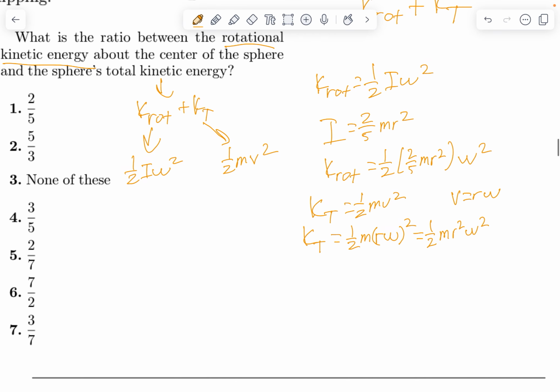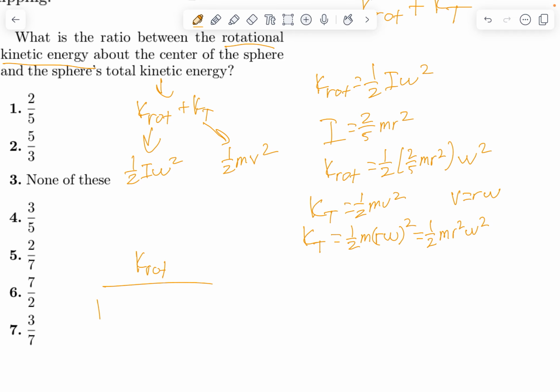So we want K rotational on top, and we know K rotational is 1/2 times 2/5, which is just 1/5. So I'll just rewrite it, K rotational over K rotational plus K translational. So we'll do 1/5 m r squared omega squared. And then on the bottom, right, it's K rotational again. So 1/5 m r squared omega squared plus translational, which we solved for, 1/2 m r squared omega squared.